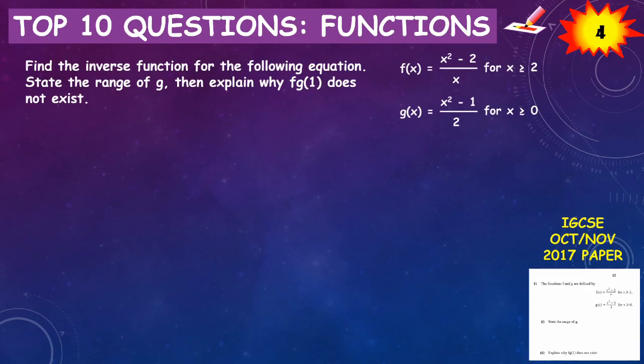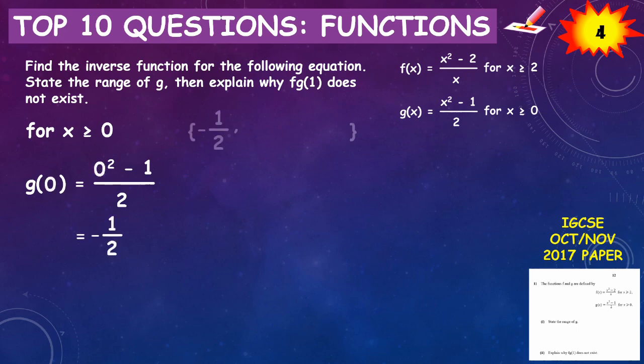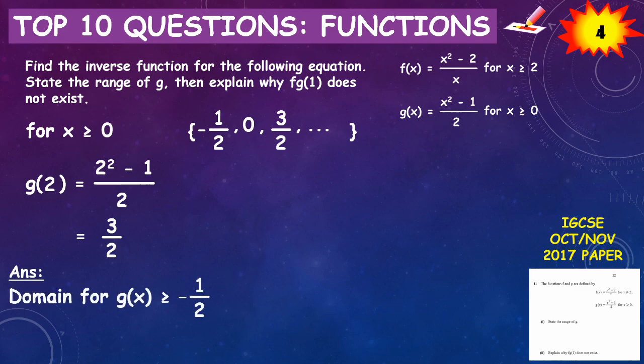Find the inverse function for the following equation. State the range of g, then explain why fg^-1 does not exist. For questions that involve range and domain, we need to figure out what's the maximum and minimum values. So to find the range for g, we need to substitute the smallest value for x, which is 0. We then substitute a few other values to see the behavior of the equation. The smallest value we see here is negative 1 over 2. So the domain for g(x) is bigger or equals to negative 1 over 2.